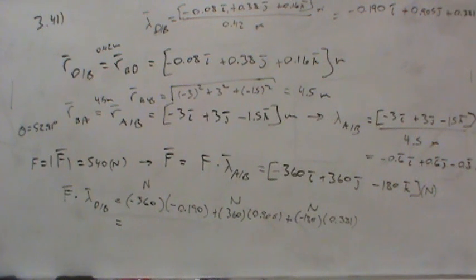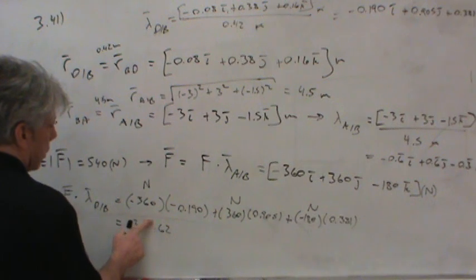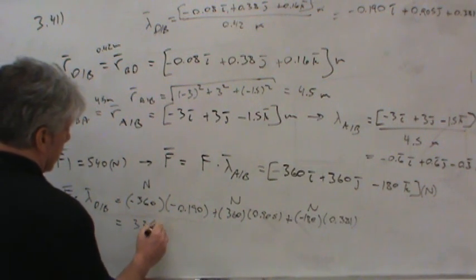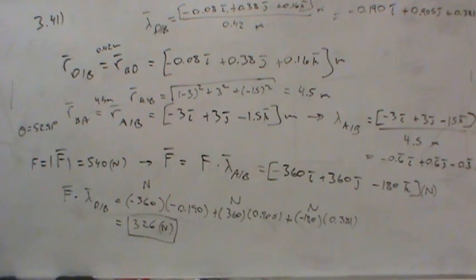325.62. That's what I got. So 326 or so? Yes. So there's the force trying to pull that tent peg out of the ground. If the ground can't apply that much force on the tent peg, it comes out of the ground. Very simple. Okay. Any questions about this problem?